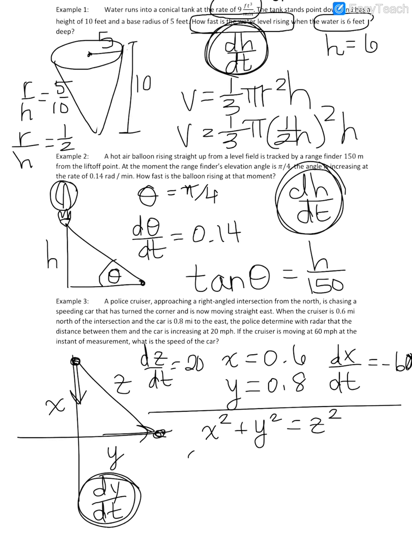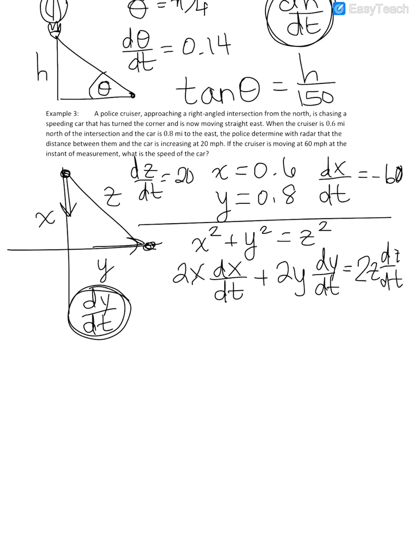All right, so now we're going to do our derivative. So we get 2x dx/dt. Remember, everything is in relation to time, so everything gets a dx/dt or a dy/dt or whatnot. Plus 2y dy/dt, and then 2z dz/dt. At this point, since we're looking for dy/dt, we want to have something to plug in for every other variable here. We already know our dx/dt, we know our dz/dt, we know our x and our y, so the only thing we don't have is our z, and we're just going to use the Pythagorean theorem for that.